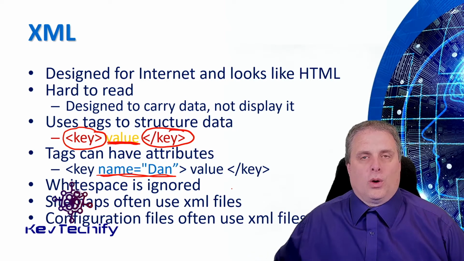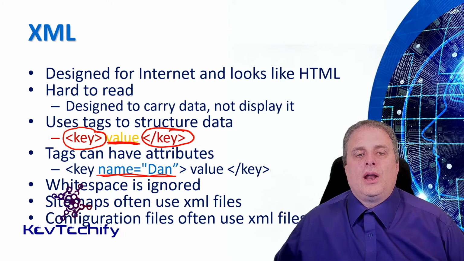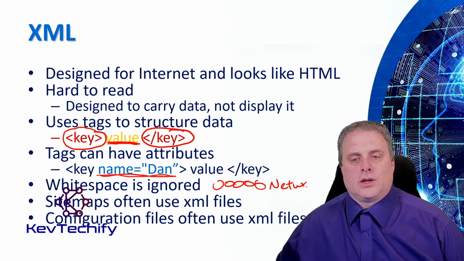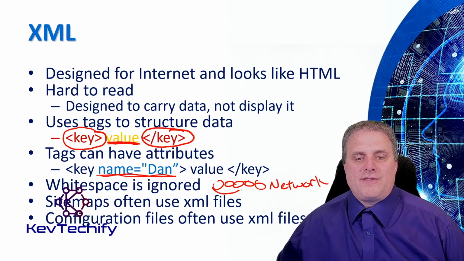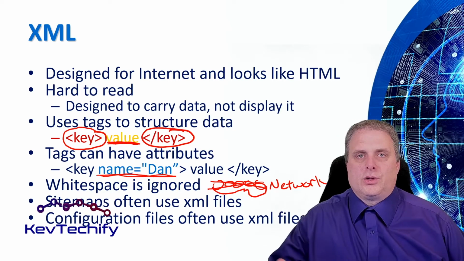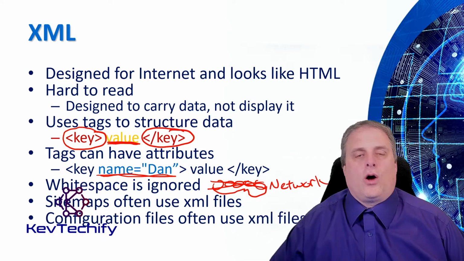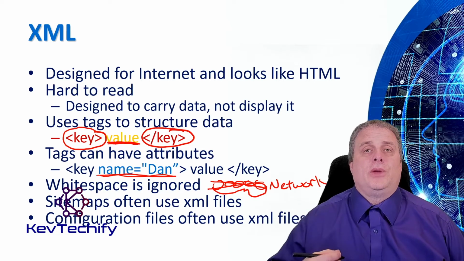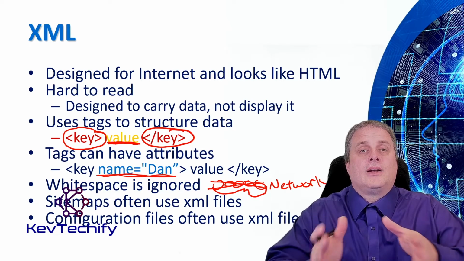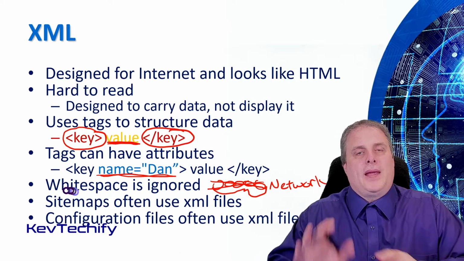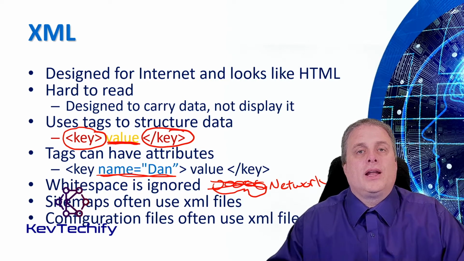White space is ignored. What we mean by white space is ignored is if we have a bunch of spaces before we write something out. I'm just going to write the word network, and I've got 5 spaces here. These 5 spaces get ignored. Putting additional white space, putting extra lines in there, that all gets ignored. A couple places we often see XML being used is a sitemap on a website or configuration files. When you have to go in and manually edit a configuration file like in a notepad, a lot of times it's formatted in XML.